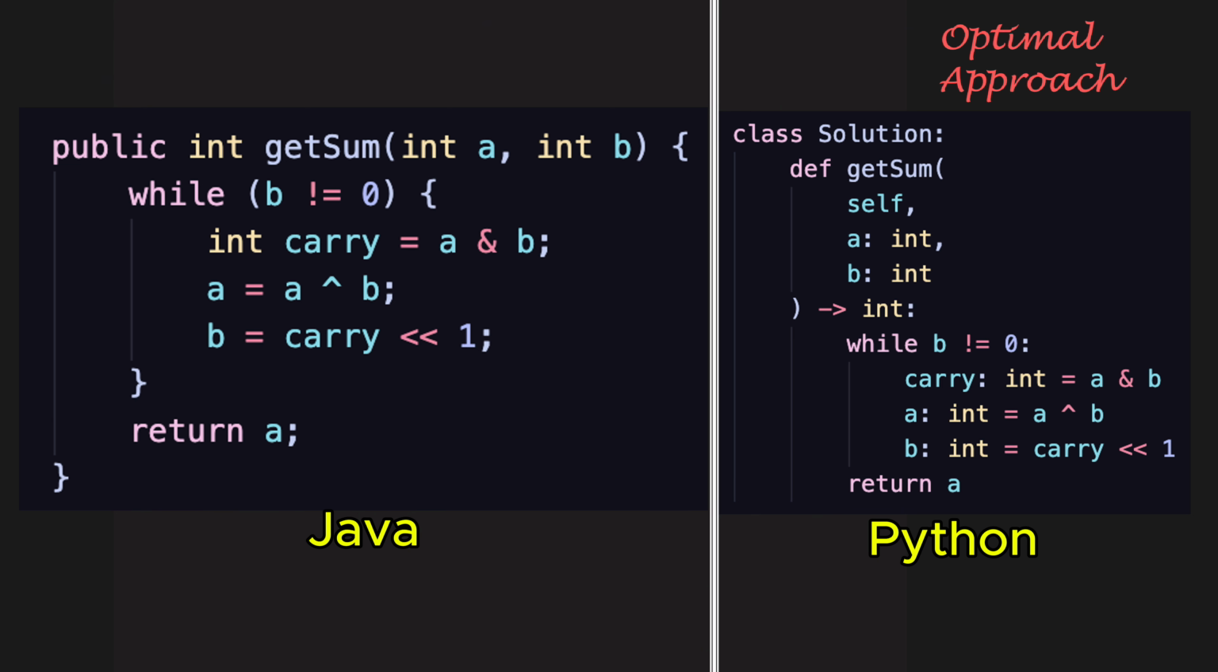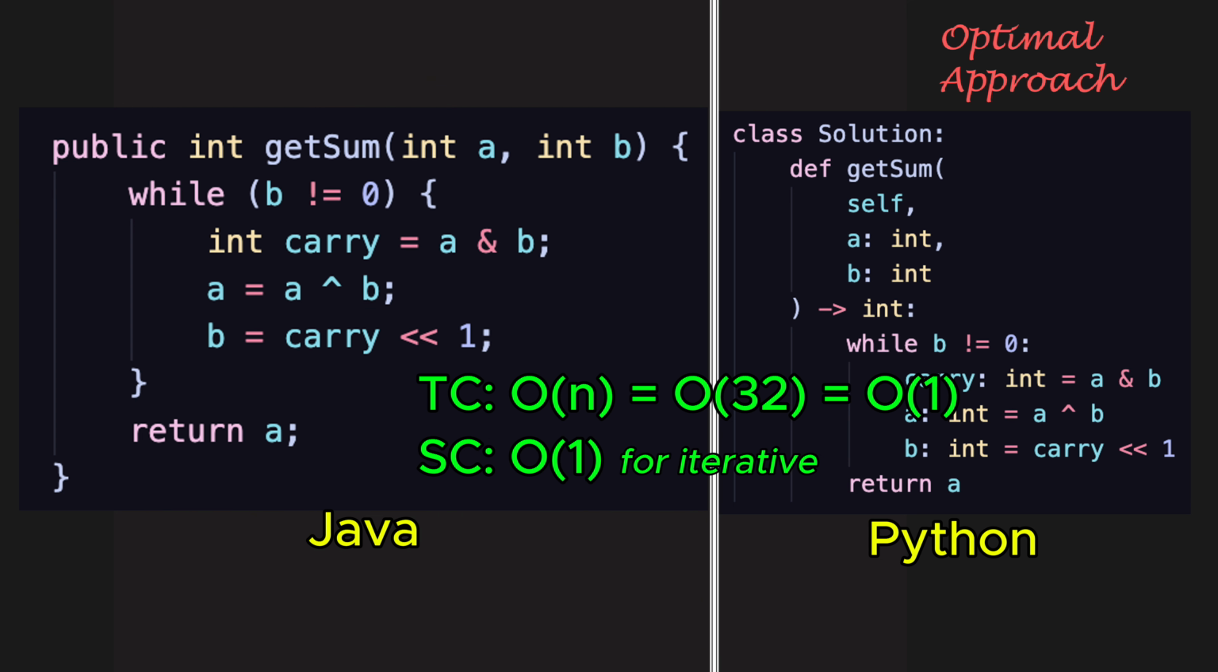Now the time complexity of this approach is O of n, where n is the number of bits in the larger of the two numbers. This is because in each iteration, at least one higher order bit of b becomes 0. And in the worst case, it takes O of n iterations to reduce b to 0. For 32-bit integers, this reduces to O of 32, equal to O of 1. In terms of space complexity, it will be O of 1 since no additional space is required apart from some constant variables like a, b and carry used during the computation. However, the space complexity for the recursive approach will be O of n as each recursive call consumes stack space.